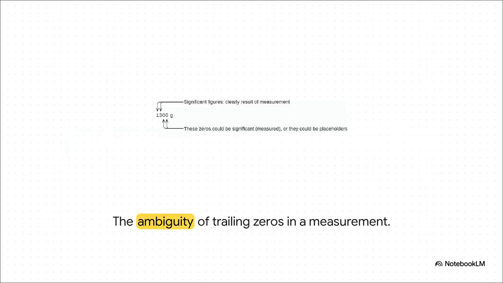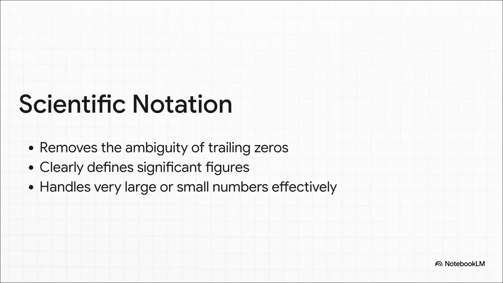But here's where it gets kind of messy. What happens with trailing zeros when there's no decimal point? Take a measurement like 1,300 grams. Are those zeros just placeholders telling us it's roughly 1,300? Or did a scientist use a super accurate scale and measure exactly 1,300.0? Without a decimal, it's completely ambiguous. We literally don't know. And that ambiguity is exactly why scientists rely so heavily on scientific or exponential notation.